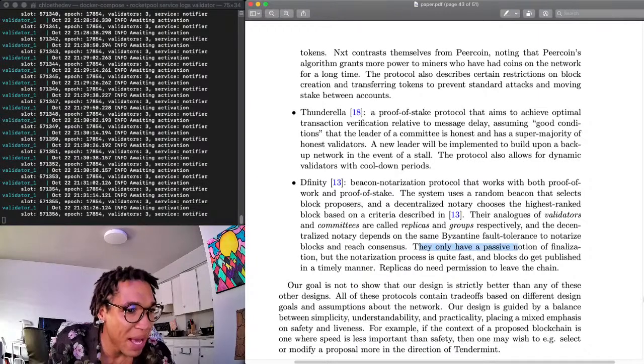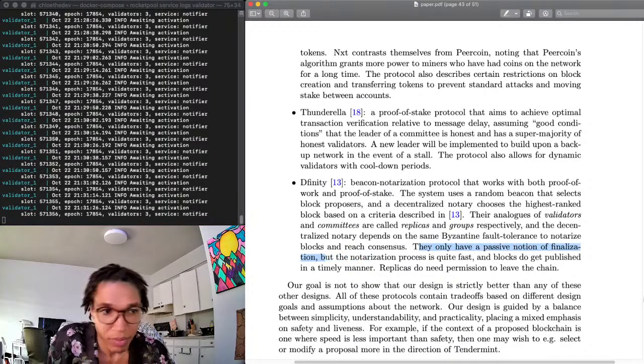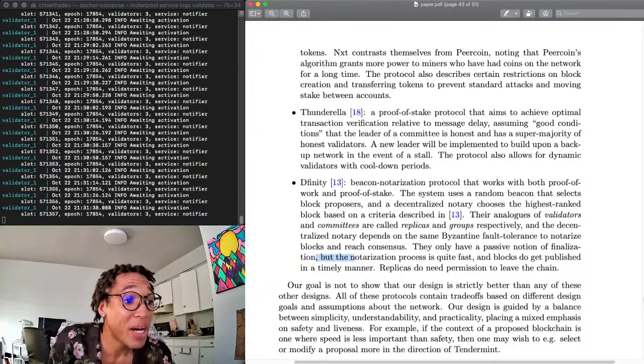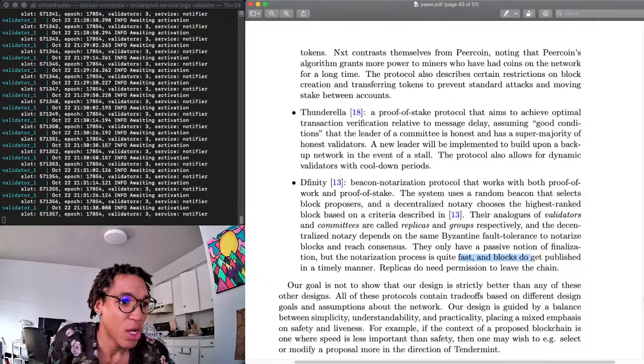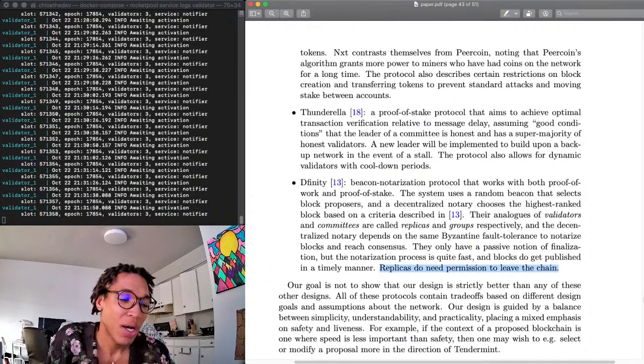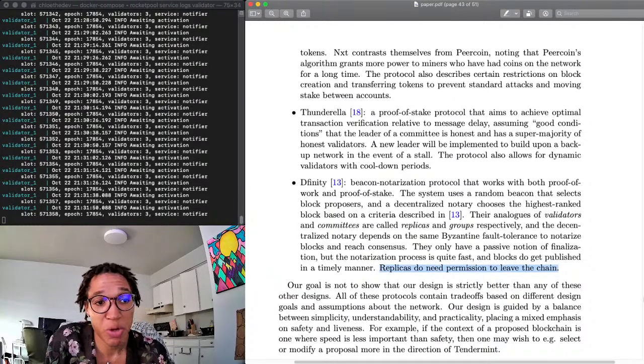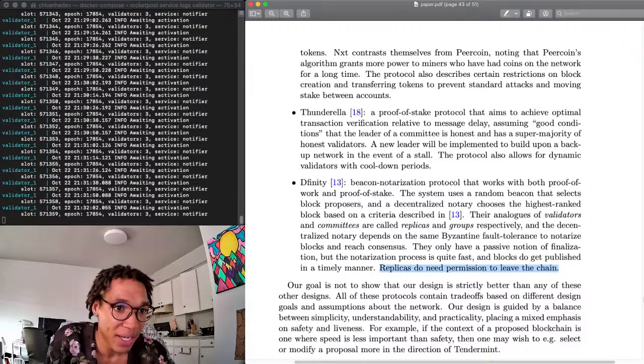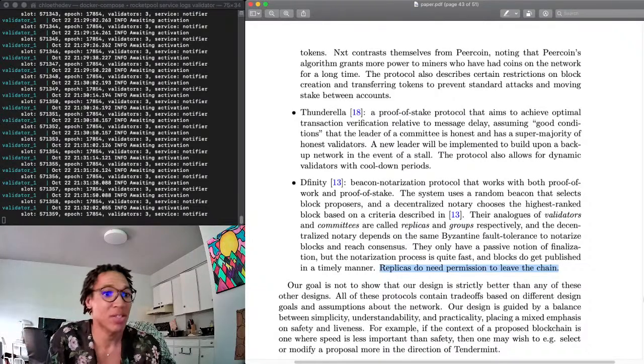They only have a passive notion of finalization, so you don't have as much safety, I guess, in that sense, but the notarization process is quite fast, and blocks do get published in a timely manner. Replicas do need permission to leave the chain. I guess leaving is pretty similar to ETH2, except instead of needing permission, you need time. So I guess it's the same. If you ask permission, you could probably do some sort of proof check, validation that this validator is not malicious, and let them leave. In Ethereum 2.0, you have that check, but you also need 4 months to have greater safety.